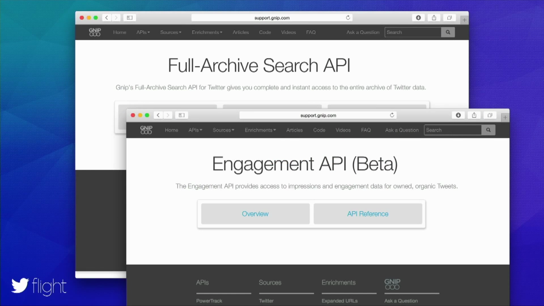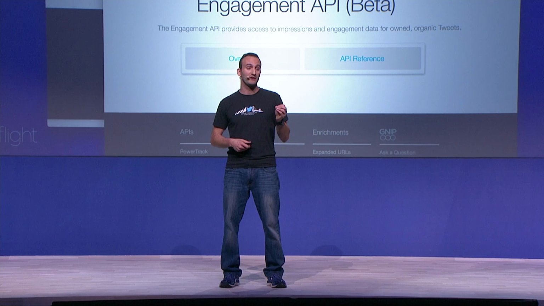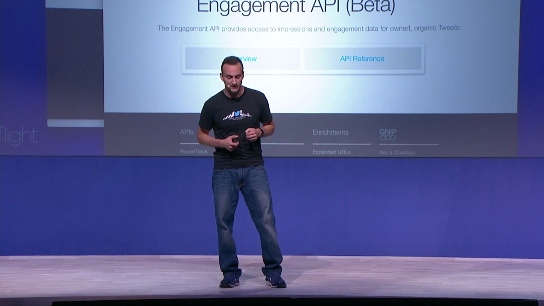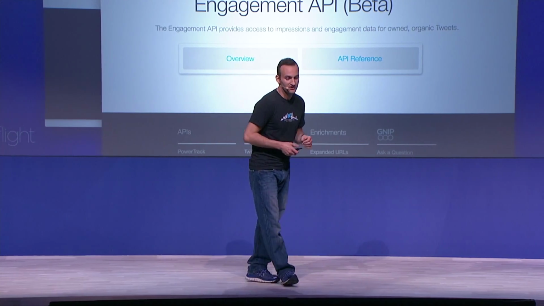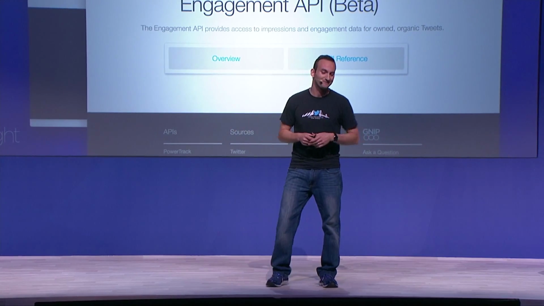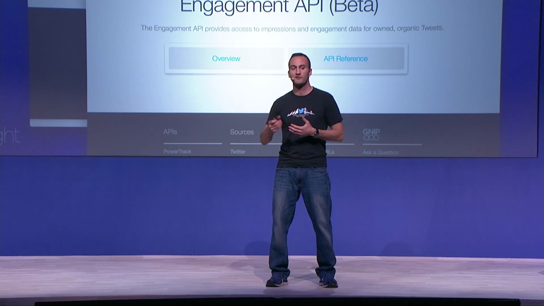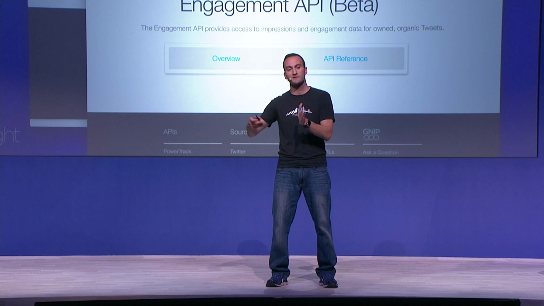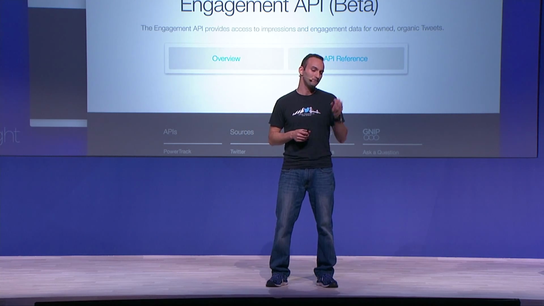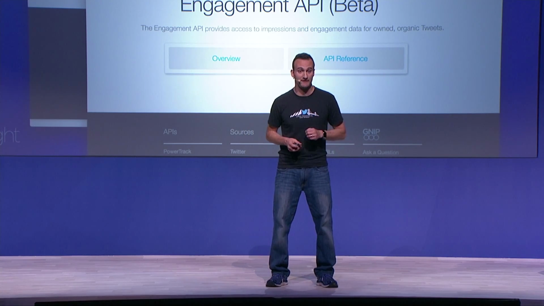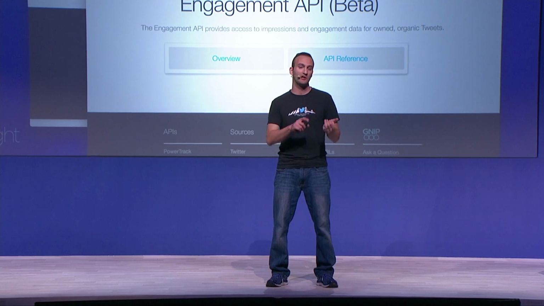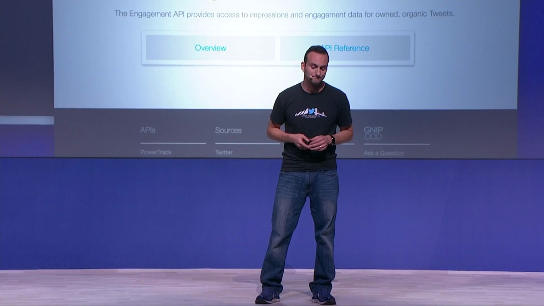All right. Now let's look at how we're going to get the data for this API. We're going to use two of GNIP's new APIs, one from earlier this year, and the other was just released today. First, we'll use the full archive search API. It, among other things, will let us get the user's tweets for a given time period. We'll then use the engagement API, given a tweet ID, to look up the number of impressions and the number of engagements that tweet has received.